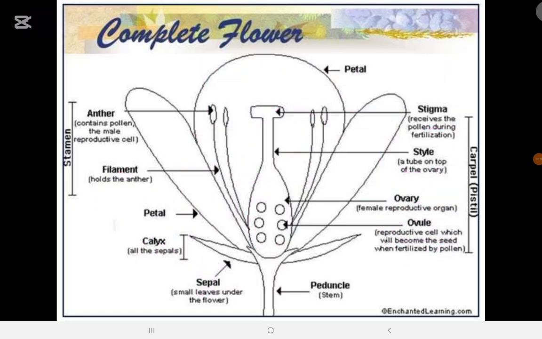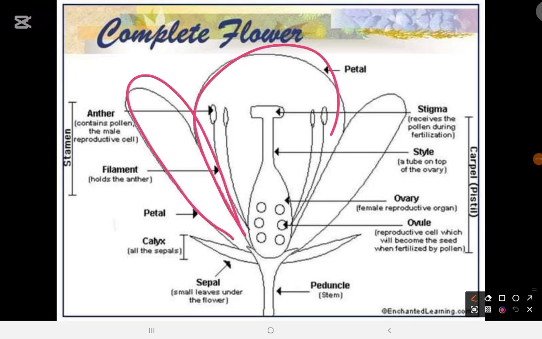Okay, so we say the style is a tube on top of the ovary and it bears the stigma. As you can see, the stigma has sticky substances which help it to hold the pollen grain in place. Now, these you see here are the petals. These three here, they are the petals.